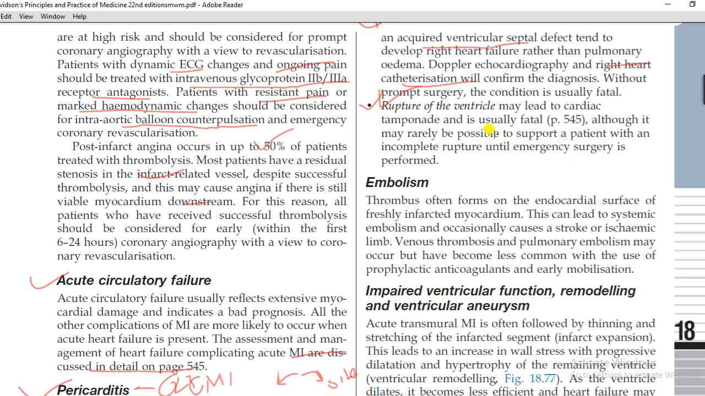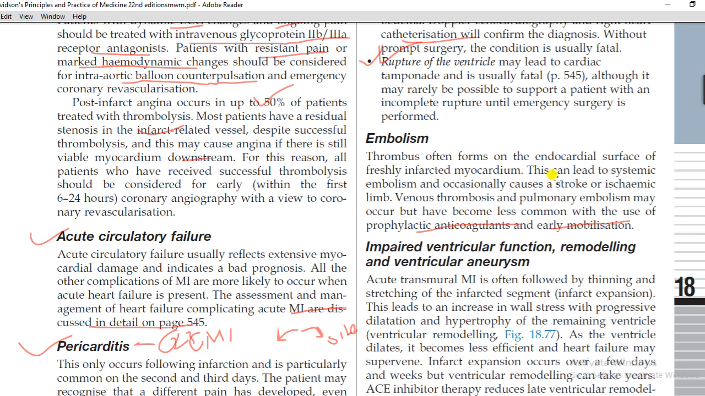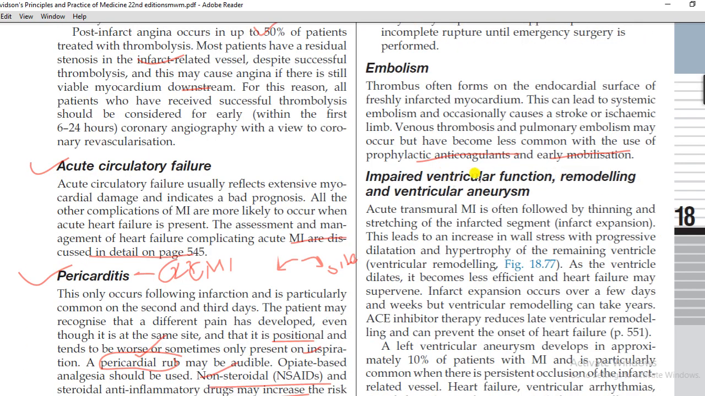Embolism is another complication. Thrombus often forms on the endocardial surface of freshly infarcted myocardium. This can lead to a systemic embolism and can cause stroke or ischemia. Venous thrombosis and pulmonary embolism may occur but have become less common with the use of prophylactic anticoagulants and early mobilization.